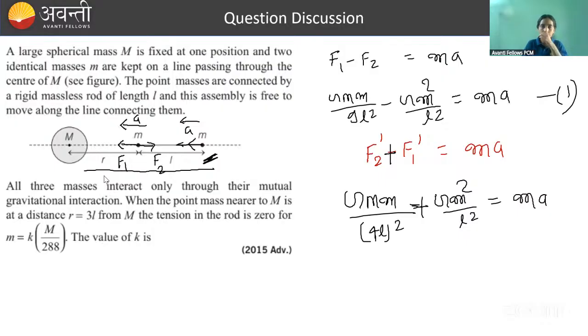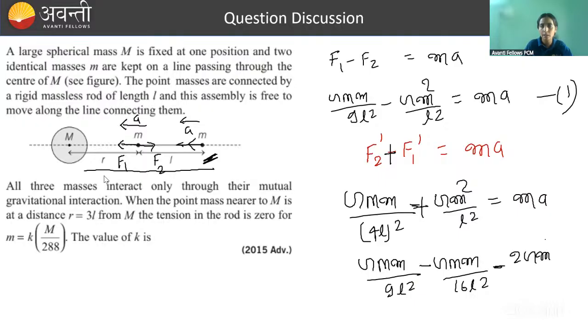ठीक है. This is this. Now these two are equal. Let's subtract it. अगर आप इसको सब्सट्रैक्ट करोगे, what you are going to get. So let's do the subtraction. If you will subtract it, GMm by 9L का square minus GMm by 16L का square, and this will become how much? ma minus ma will become 0, and here again there will be minus GM square by L square equal to 0. ठीक है.